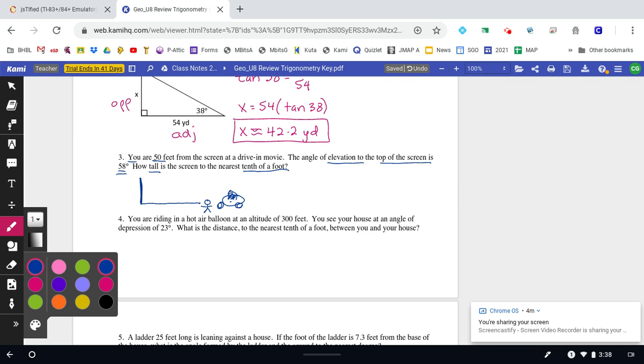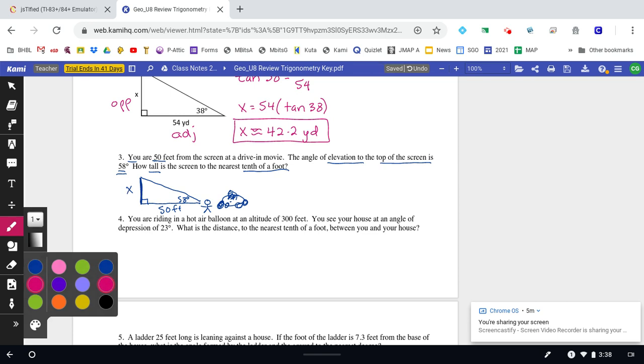Okay, so let's get 4 wheels. Come on, what are we doing here? All right, about a right angle here. So you're looking up at that screen. You got about 58 degrees. And you're about 50 feet away. And you want to know how tall it is.